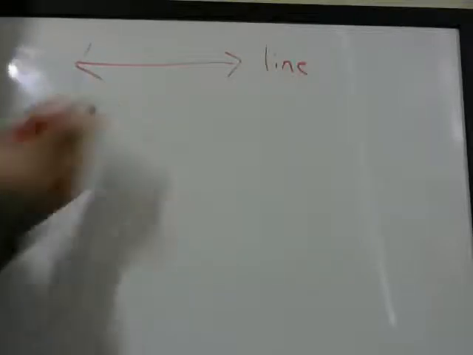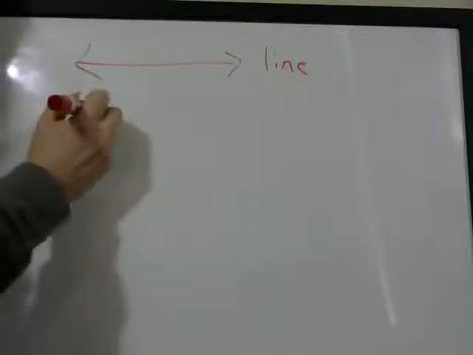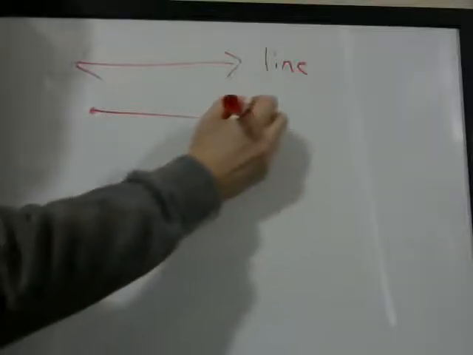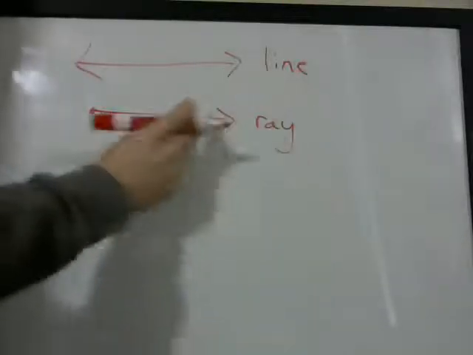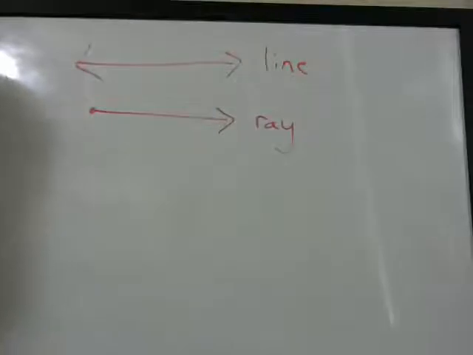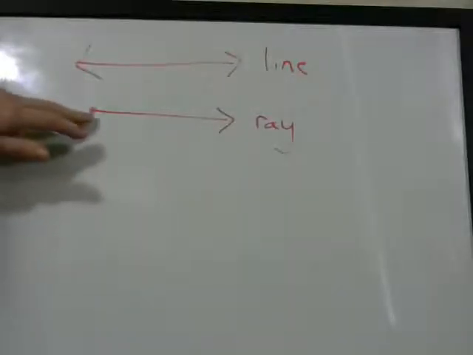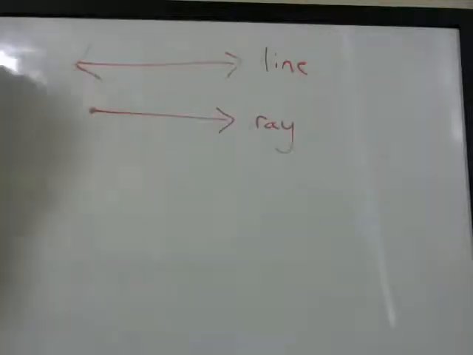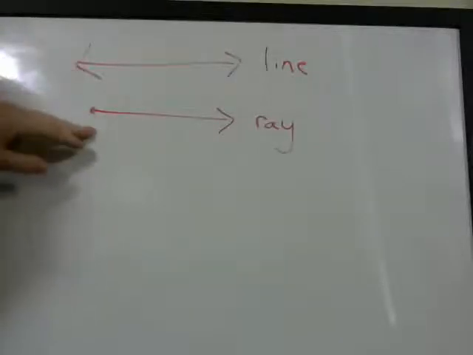If it has what we call an endpoint, so it stops, but then goes off into infinity in one direction, that's called a ray. You can think of that as a sun ray, right? Where this is the sun, and the ray just goes forever until it hits the earth. So this is a line, this is a ray.